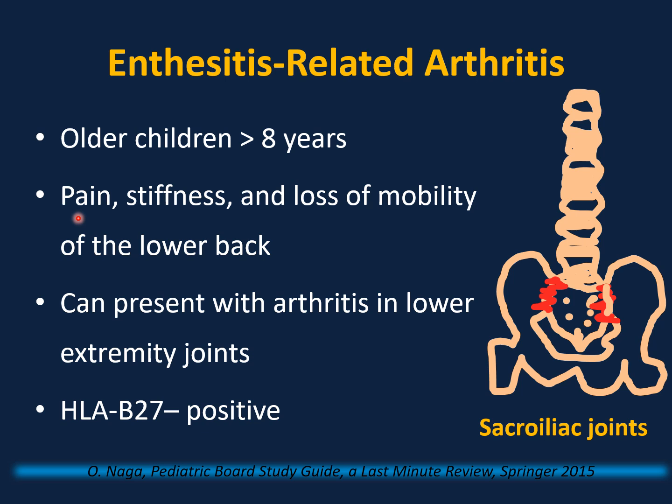These patients may present with pain, stiffness, and loss of mobility of the lower back. They can also present with arthritis in the lower extremities. Usually they have positive HLA-B27, and you can also find a positive family history of HLA-B27 related diseases like psoriasis, ankylosing spondylitis, and inflammatory bowel diseases.